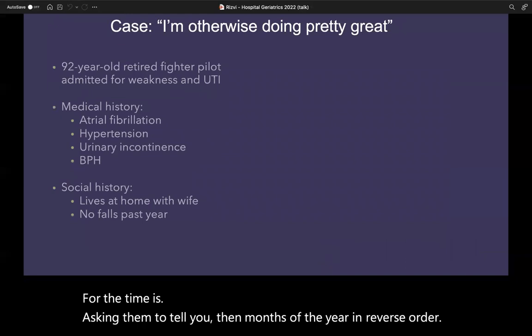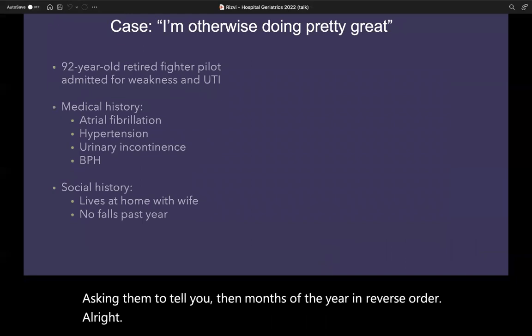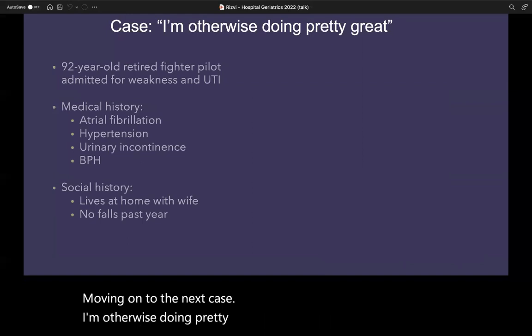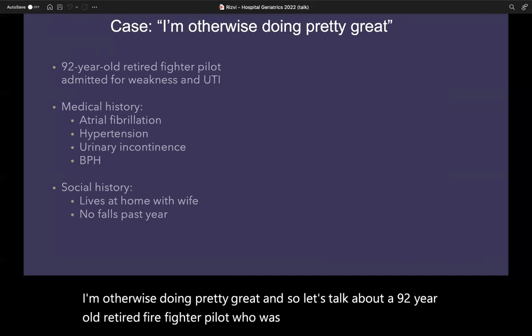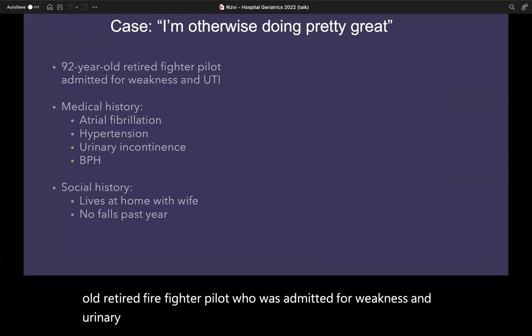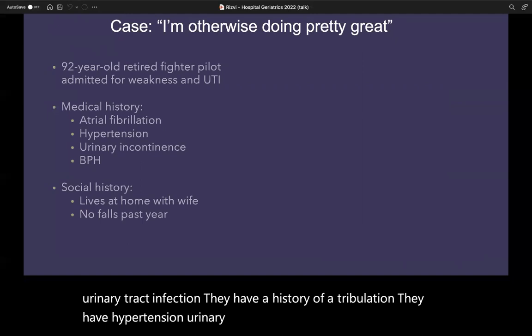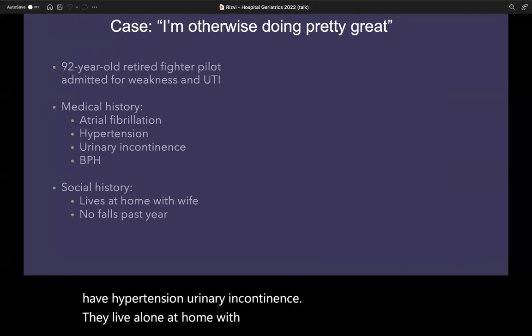All right. Moving on to the next case. I'm otherwise doing pretty great. And so let's talk about a 92-year-old retired firefighter pilot who's admitted for weakness and urinary tract infection. They have a history of atrial fibrillation. They have hypertension, urinary incontinence, BPH. They live alone at home with their wife and have had no falls in the past year.